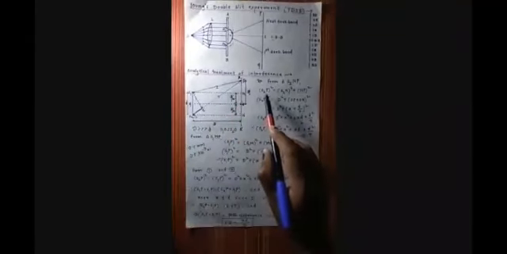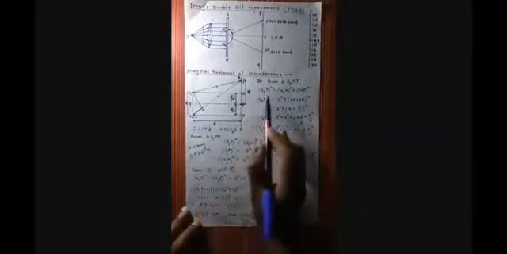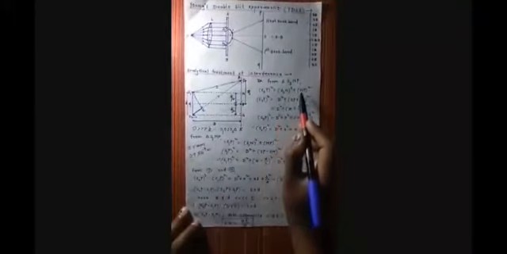S2NP, this large triangle. From this large triangle, according to Pythagoras theorem, S2P square is equal to S2N square plus NP square. Okay, so what is the value of S2N? S2N is nothing but the small d, so here d square plus NP.